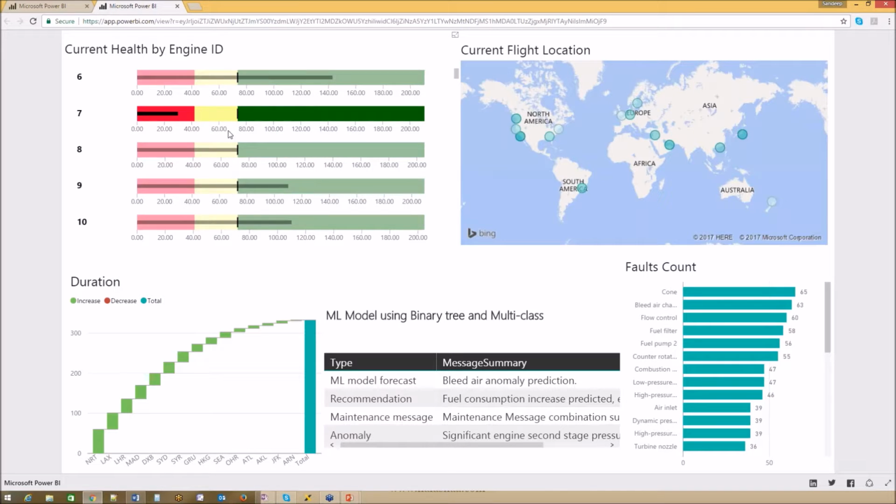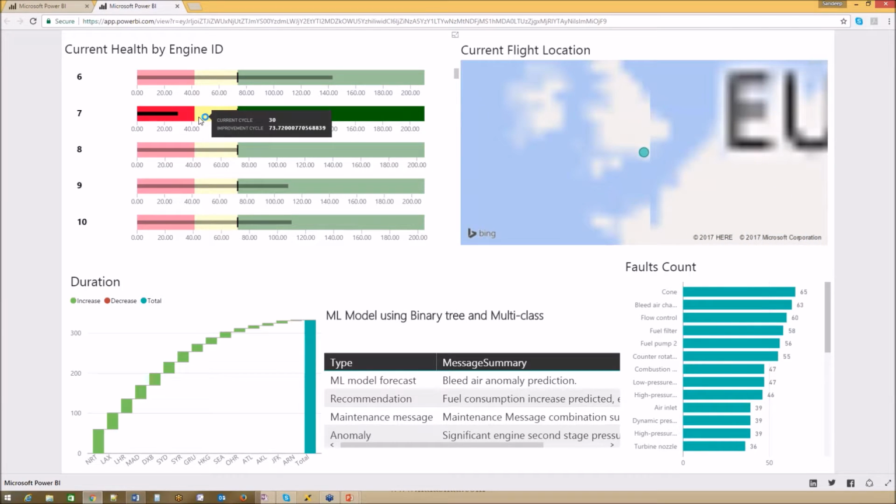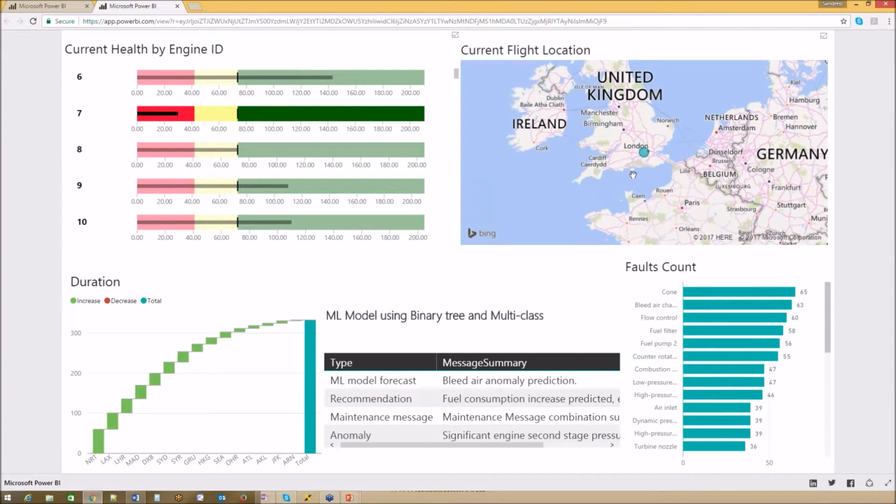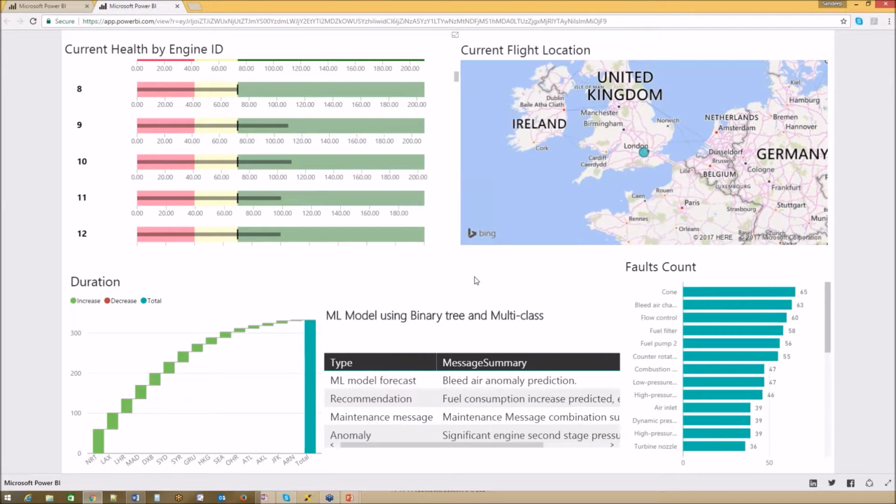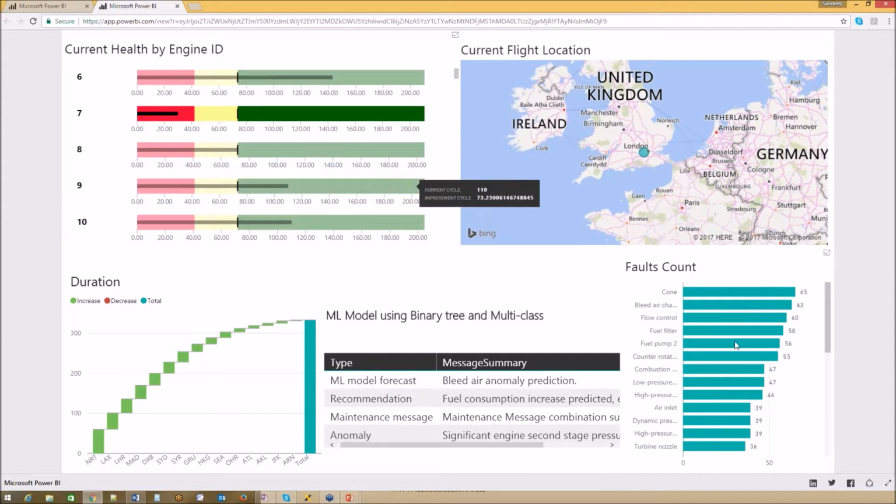So the maintenance team can select that particular engine and see on which aircraft it is currently available and where that aircraft is. So it is linked to the map, and according to our information, it is there in London. So what the engineer can do is reach out to the staff in our London office, explain the situation, have them run various tests on this engine and take corrective action. This is something that was done through predicting and modeling all the various faults in this engine using the binary tree and the multi-class models.